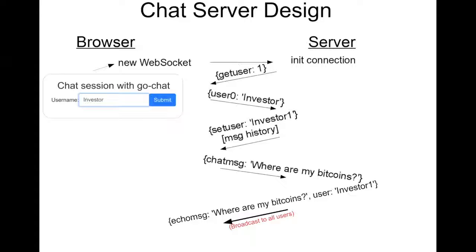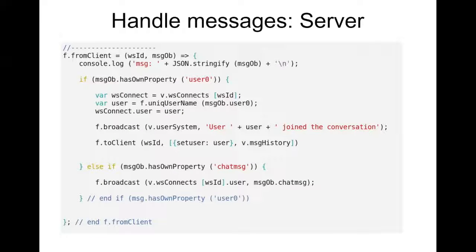The server is going to receive that, and it's going to echo, so basically broadcast, to all the users whatever that message was, and it's going to say, and here's our secondary attribute, what the name of the user is, so that we can see who's asking the question. So the code details in the server: these are the two primary keys, user 0 or chat message. The user 0 is for when the initial connection takes place.